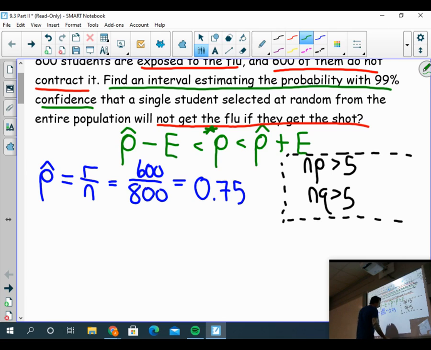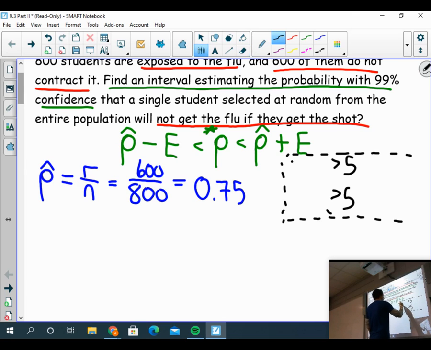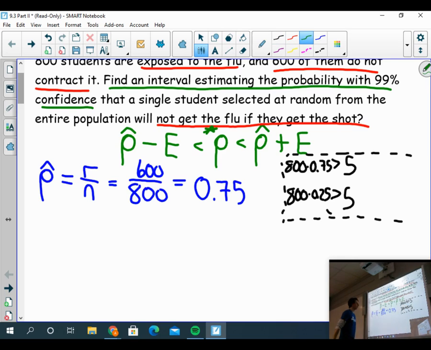Well, the reality is, P hat does not equal P. We're using it to estimate P, but they're not equal. It can be used as an estimation in its place, and you'll see why in a second. So if I use P hat and Q hat here, what I'm going to do is 800 times 0.75. Remember, Q hat is the probability of failure, so 800 times 0.25. And I just have to make sure they're both bigger than 5.